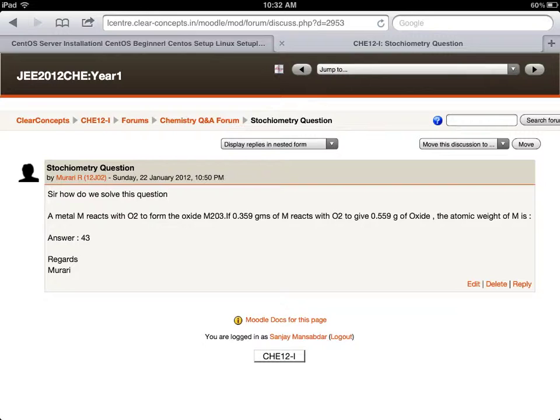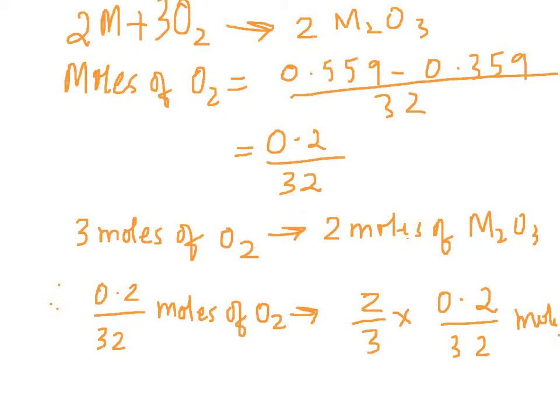The question is a metal M reacts with O2 to form oxide M2O3. 0.359 grams of M reacts with O2 to give 0.559 grams of oxide. You need to find the atomic weight of M. So step 1 is to write a balanced equation, and that's your balanced equation over here. 4M + 3O2 gives you 2M2O3.